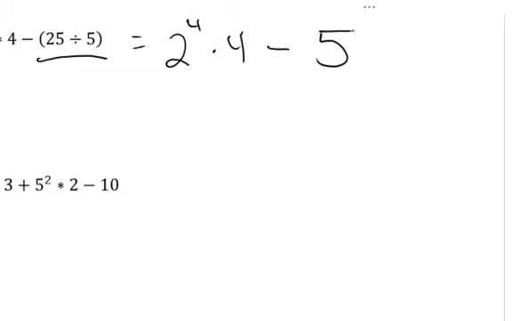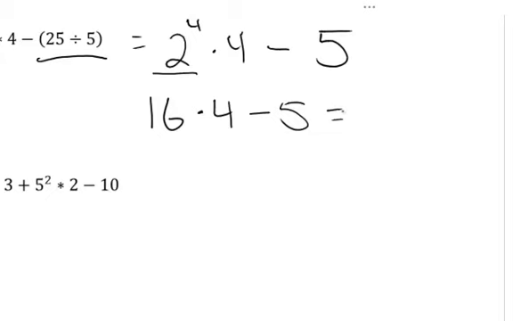I do have these exponents, so I have 2 to the 4th. So 2 to the 4th, remember, means 2 times 2 times 2 times 2. That gives me 16 times 4 minus 5. Okay, so now I'm going to go ahead and do the next part.